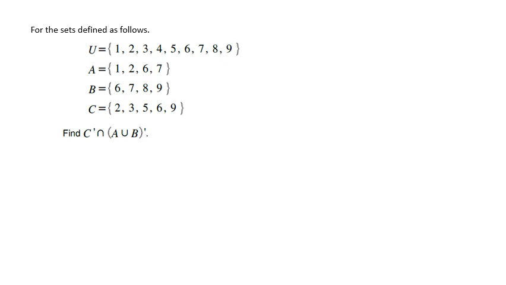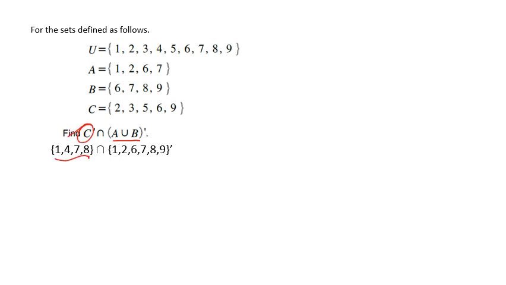Looking at this problem here, I'm going to work inside the parentheses. But notice I decided to do 2 things at once because I can take the complement of C. What's not in C? The 1's missing. The 2's there. The 3 is there. The 4's missing. The 5 is there. The 6 is there. The 7 and the 8 are missing. So I took the complement of C.